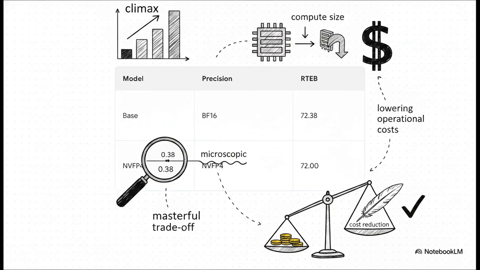Think about that for a second. The model drastically shrinks in compute size, dramatically lowering your operational costs, but it only loses a microscopic 0.38 points in retrieval accuracy. That is just a masterful trade-off for any engineering team looking to scale. You're getting the operational agility of a tiny model, but with the reasoning capability of a massive one.